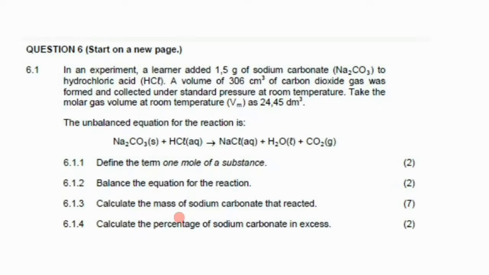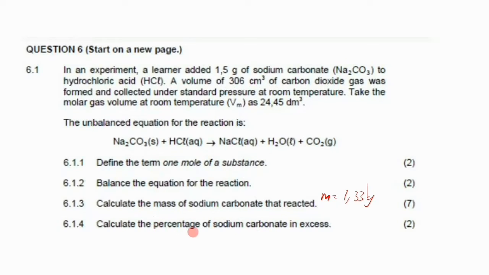It says calculate the percentage of sodium carbonate in excess, right? So to calculate the one in excess, you will realize that the mass we found in 6.1.3 was 1.33 gram. Which tells you that from the 1.5, not all of this 1.5 reacted. So we can say the sodium carbonate was in excess, right? So Elena added 1.5, but only 1.33 reacted.